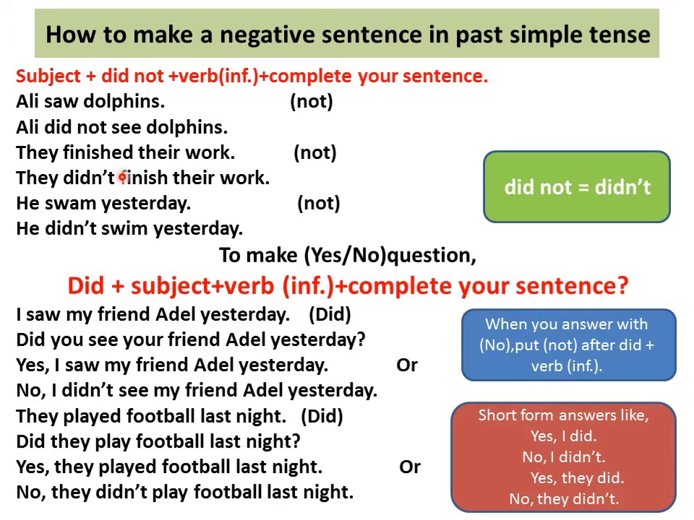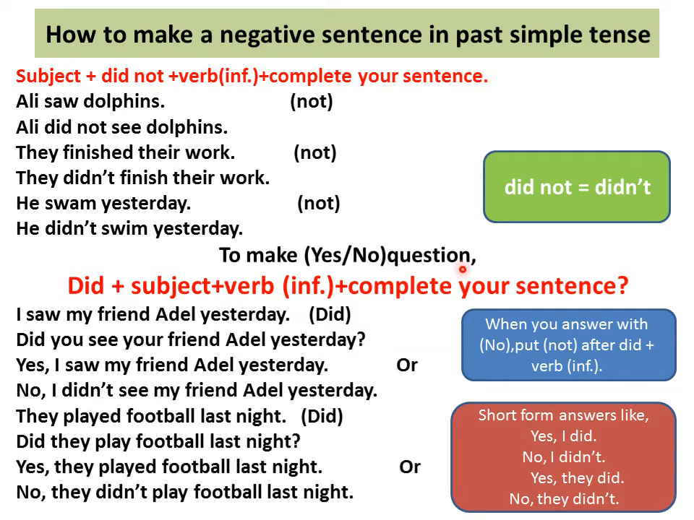Pay attention. So if you have ed, delete ed with didn't. If you have the past form, change the past to the present. He swam yesterday. Put not. So he didn't. The present of swam is what? Swim. He didn't swim yesterday. And pay attention, did not is the same as didn't. The contraction form or the short form is didn't.